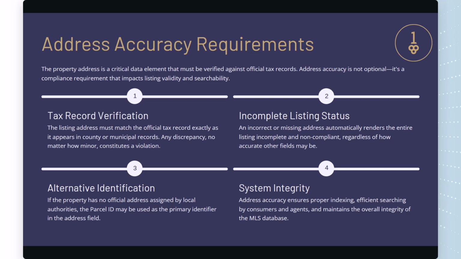Second, incomplete listing status. If the address is incorrect or missing, the entire listing is considered incomplete and non-compliant, no matter how accurate the other fields may be. Third, alternative identification. This is a good one. If the property does not yet have an official address assigned by the local authorities, you may use the parcel ID. Think new builds or something like that. And that can be the primary identifier in the address field. This still allows the property to be uniquely and reliably identified.